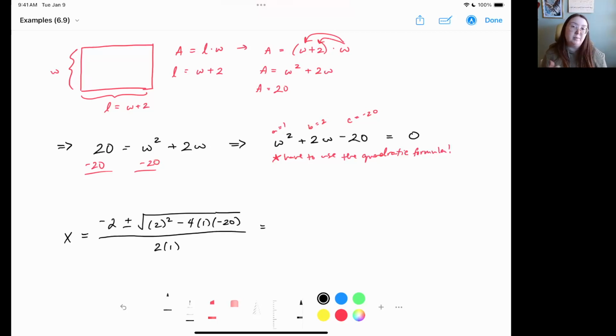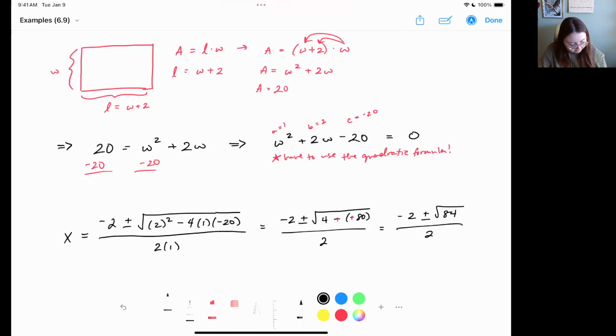So all right, now we're just going to try to simplify. So we've got negative 2 plus or minus, and 2 squared is 4, and 4 times 1 is 4, times negative 20 is negative 80. It's a double negative there, so we know that really just means plus. And divided by 2 times 1, which is just 2. So we get negative 2 plus or minus the square root of 84 divided by 2.